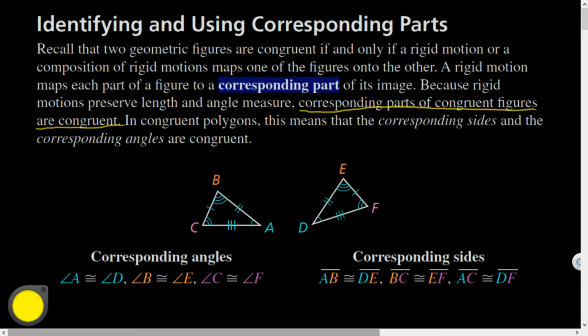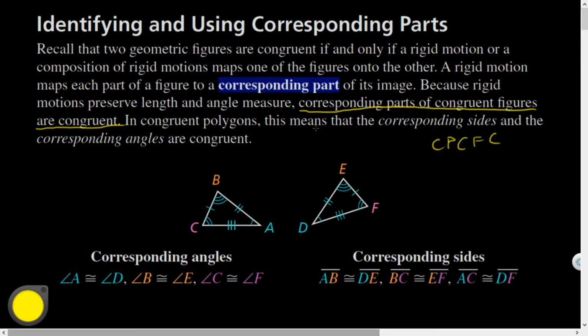C, P, C, no, man, almost got it. Usually, we'll end up having corresponding parts of congruent triangles are congruent, but today we're just talking about figures. So that's really just about any old shape that you can think of. Or just remember the words and then the acronym will show up. It'll be great. Don't worry.